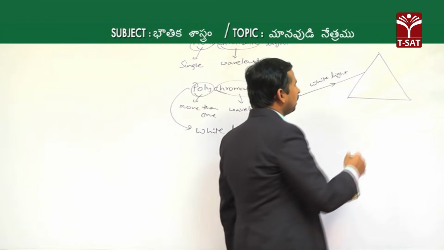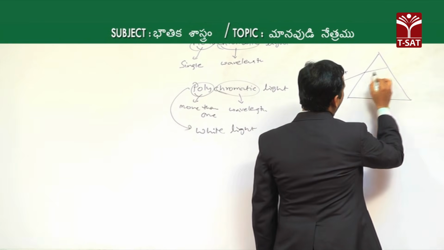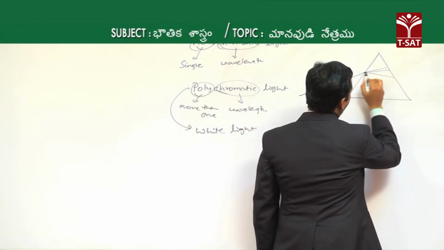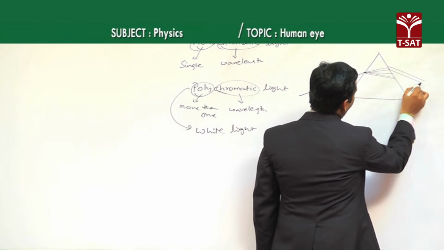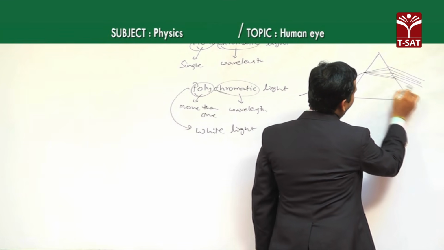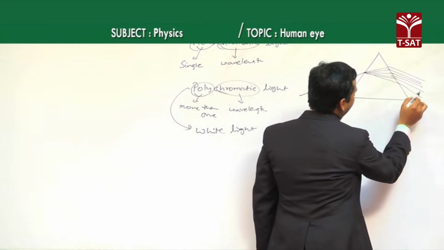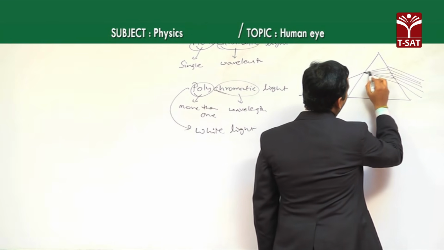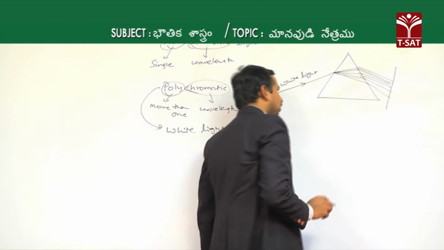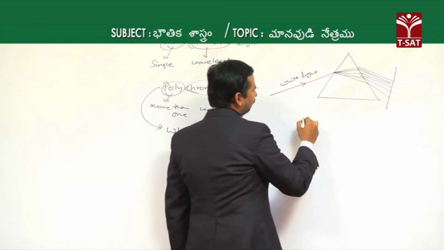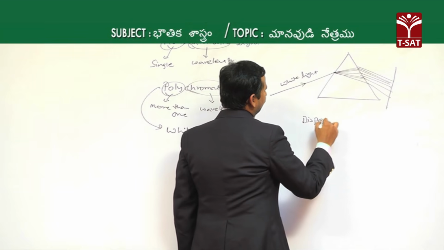So that's why the light rays are no longer going in the same line; all are taking their own path. This we call splitting. The splitting of white light into 7 different colors, that only we call the dispersion phenomenon. This we call dispersion of light or dispersion of white light.